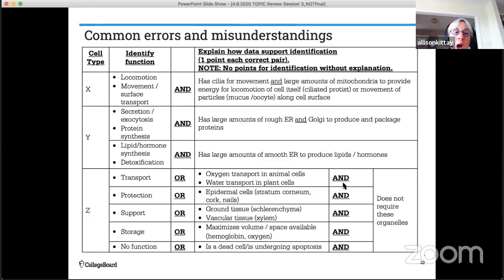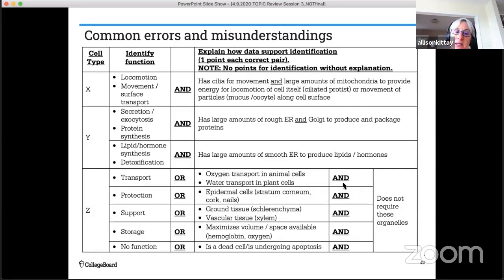Okay, cell Y had a lot of ER and Golgi, and so it's going to be involved in some type of protein synthesis and then secretion of that protein for export. If you focused in on the smooth ER, then you're going to talk about lipid synthesis. So either one of those, you're not going to get points for both of those, but either one. And again, notice that we're not naming a specific cell type. We're identifying a function and we're supporting it based on what we saw in the data table.